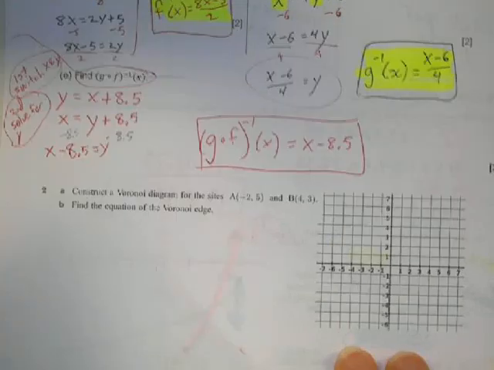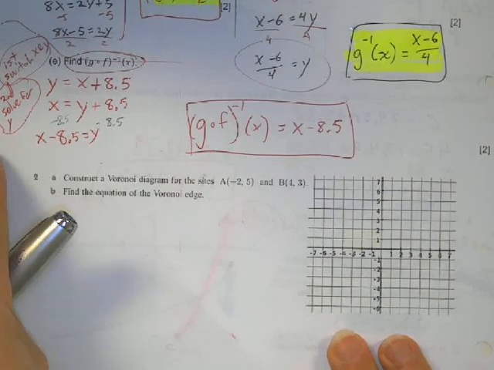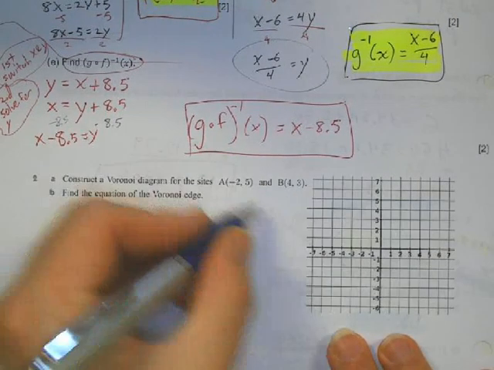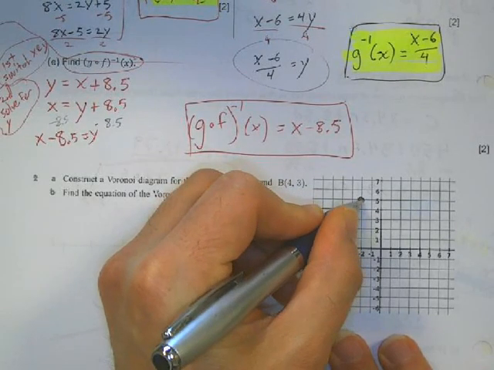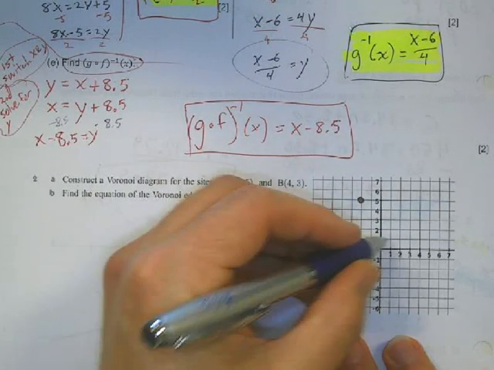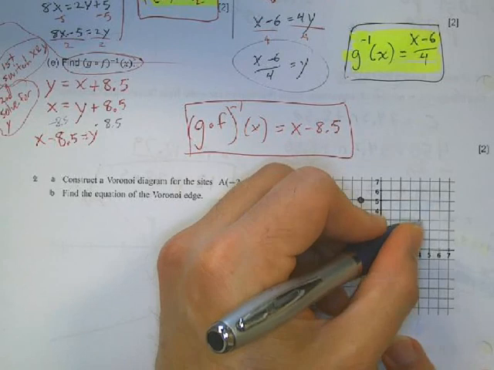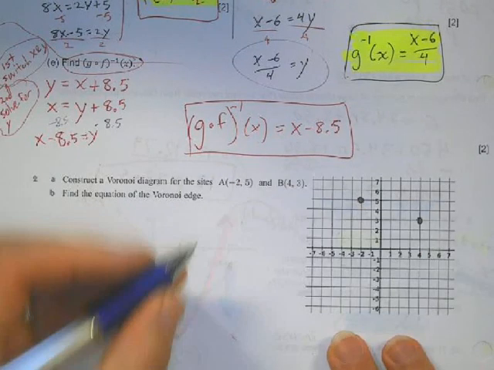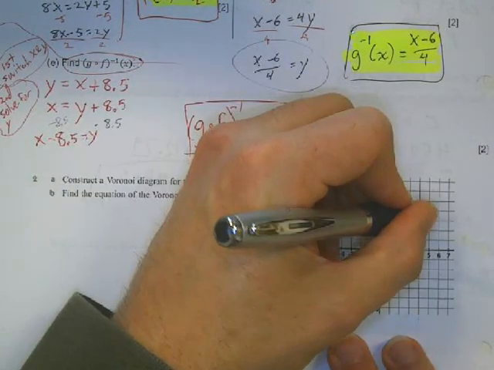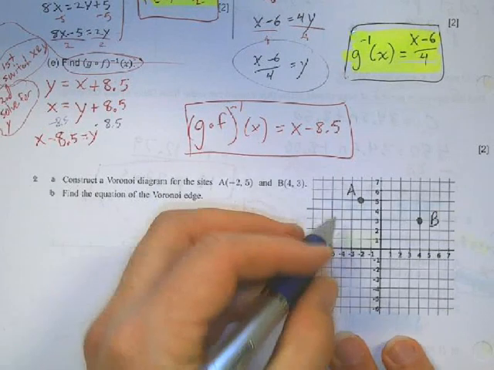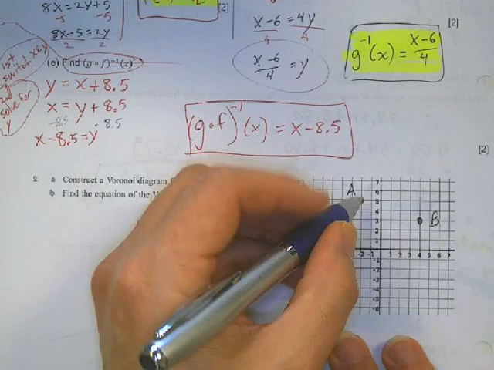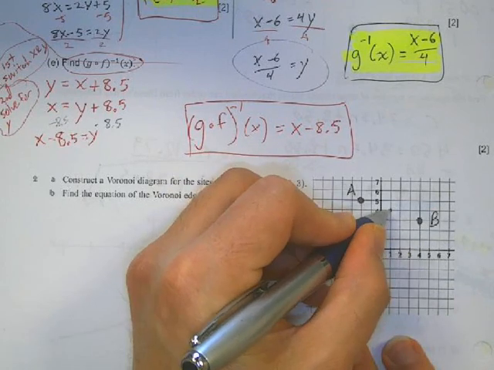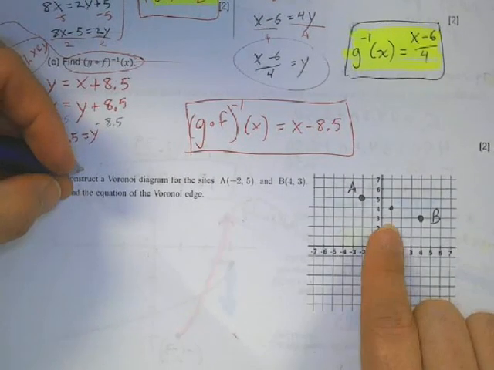Most people had trouble with this, but then some people forgot everything. So negative 2, 5 is a dot right there. 4, 3 is a dot right there. That's A, that's B. So we need to figure out the midpoint, but just look here. It goes down 2 and over 6, so you should be able to figure out that the midpoint is right there.